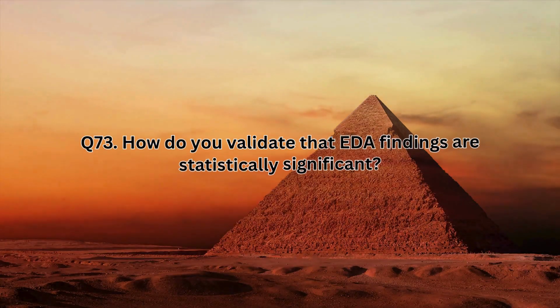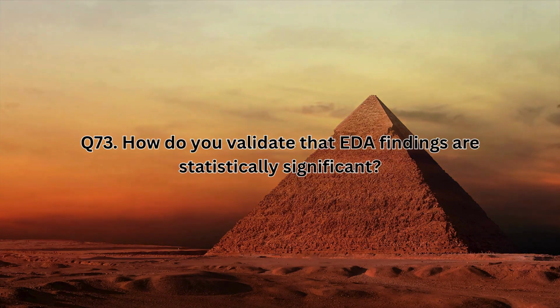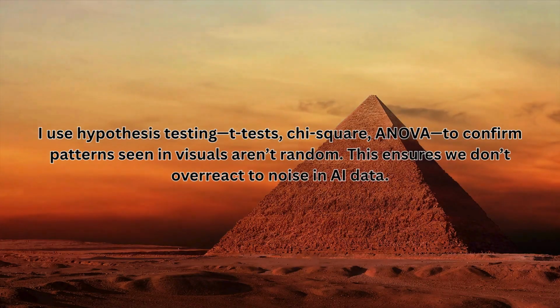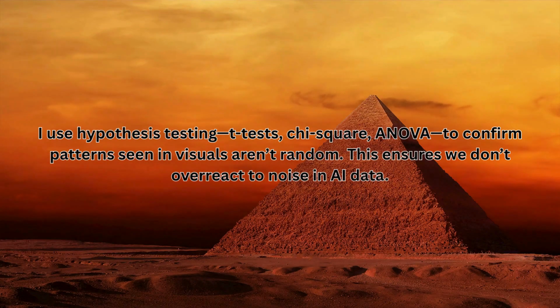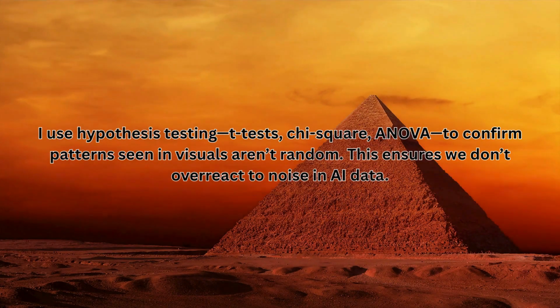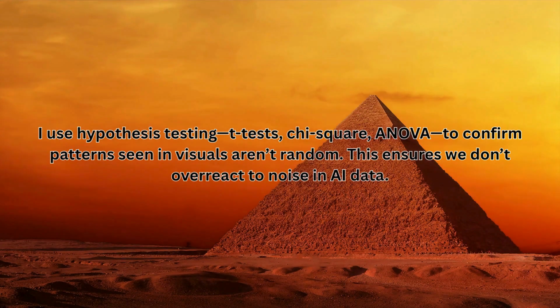How do you validate that EDA findings are statistically significant? I use hypothesis testing, t-tests, chi-square, ANOVA, to confirm patterns seen in visuals aren't random. This ensures we don't overreact to noise in AI data.